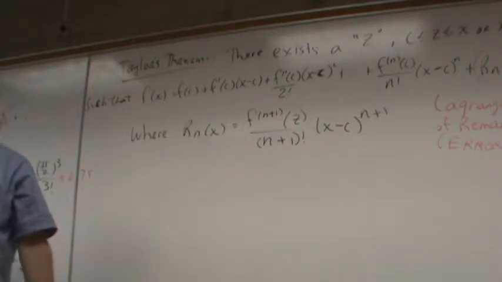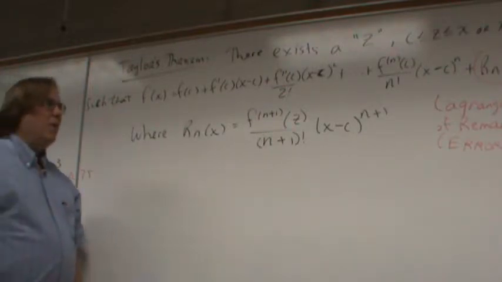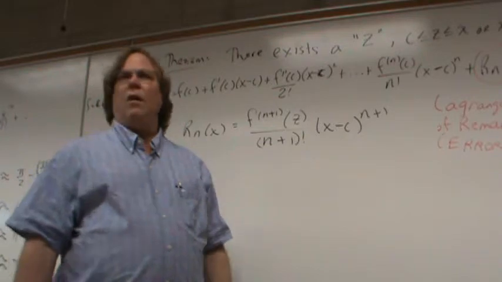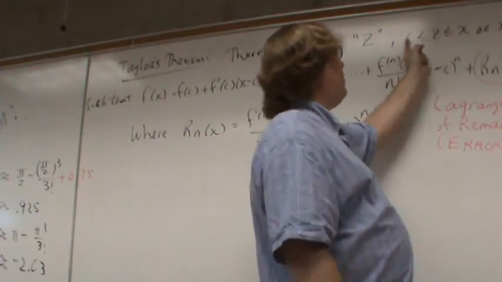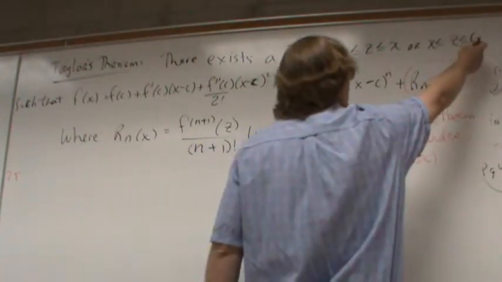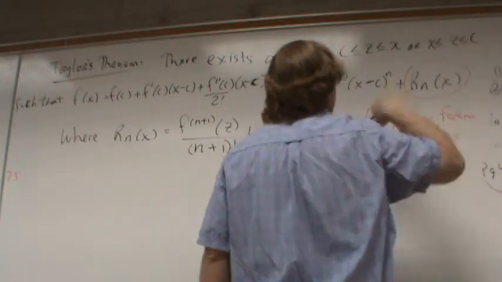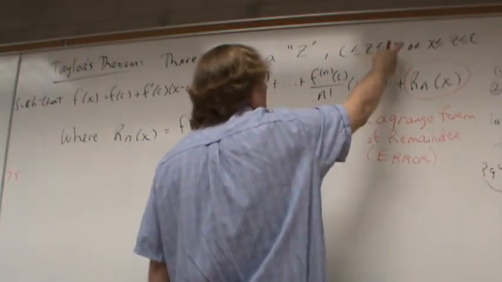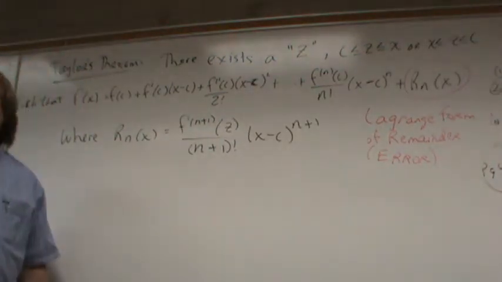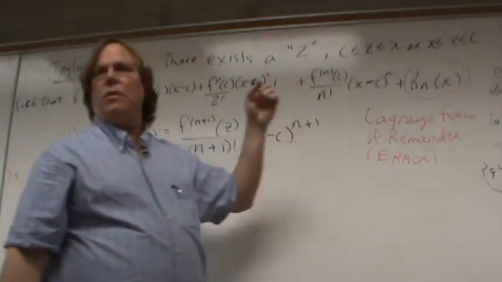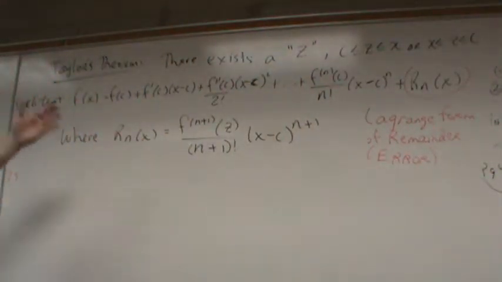Now, here comes the weird part. You don't really know what this is because you don't know what z is. All you know is that z lies somewhere between the center of my approximation and the point I'm plugging in. If the point I'm plugging in is less than the center of the approximation, then z lies between them. Or if the point you're plugging in is greater than the center, like what happened on every one of those, then it's going to look like this. But either way, you can never know what z is. All you know is that a z exists somewhere on this interval, so that you can get the exact value of your remainder.